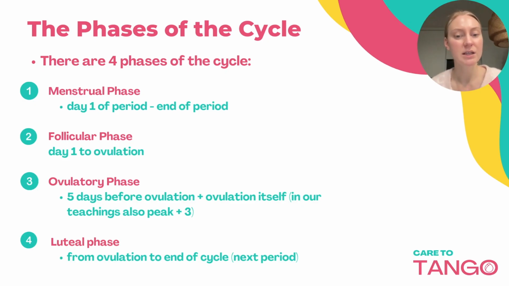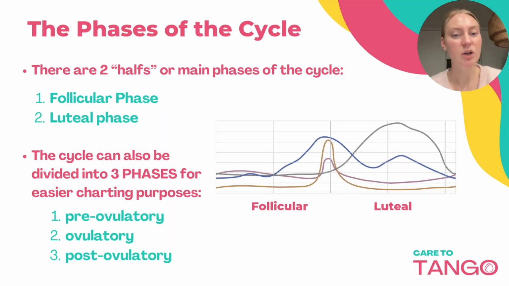In our teachings, it's also peak plus 3. And then the luteal phase starts the day after ovulation, so in our case, the day after peak day, and then goes until the end of your cycle, so the day of the next period. So when we discuss phases, we can also put it into 2 main phases or the 2 halves of a cycle, which is the follicular phase and the luteal phase.